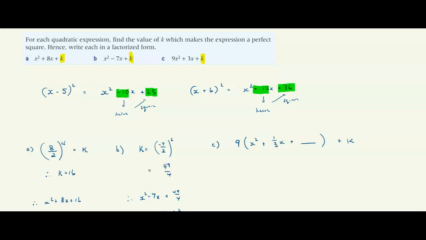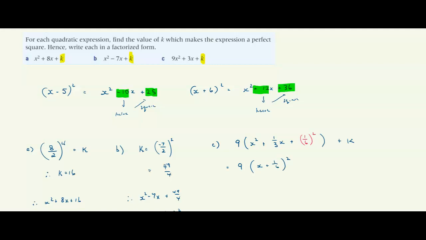Well, I need to make a perfect square. I've got to have half of my x coefficient, and I've got to square that. So that's going to be in there. I'll just go with a different color. It's going to be the square of 1/6. Right, so I'm going to have 9 by x plus 1/6 squared.